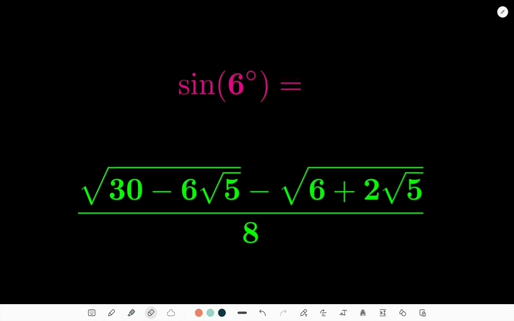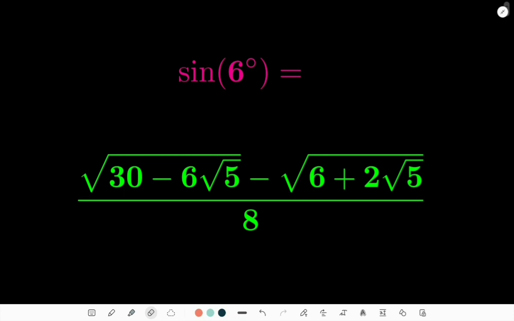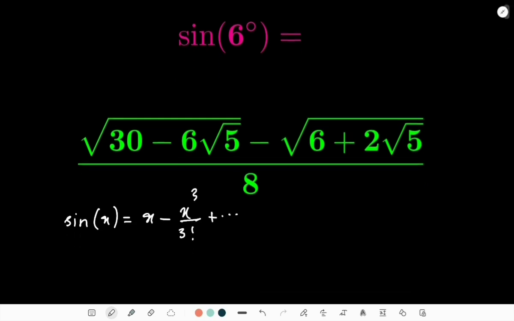So, first of all, I have to say that we can perhaps use Taylor series to calculate an approximation for sine of any angle. And you know Taylor series can be written as x minus x cubed over 3 factorial plus, I think you know the rest of the terms. But that's not what we want to do. So how can I go about this problem? How can I calculate the exact value of sine of 6? This is how I did it.